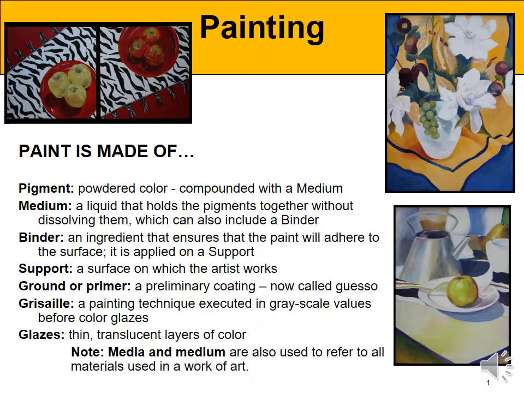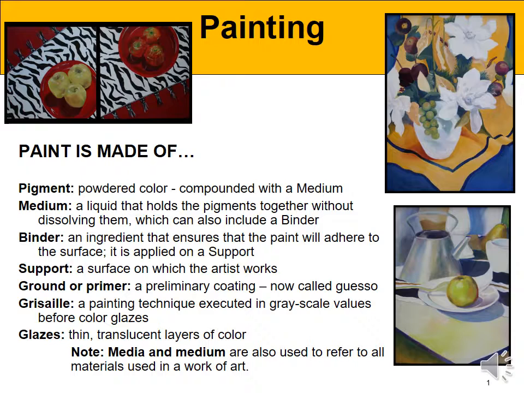It's an important chapter in that a lot of the work considers painting the foremost type of artwork. So let's talk about what paint is made from. We have a pigment, which is the powder, compounded with a medium. And the medium is a liquid that holds the pigment together. It can also include a binder, and the binder is an ingredient that ensures the paint will adhere to the surface. It is applied to a support. A support is the surface on which the artist works.